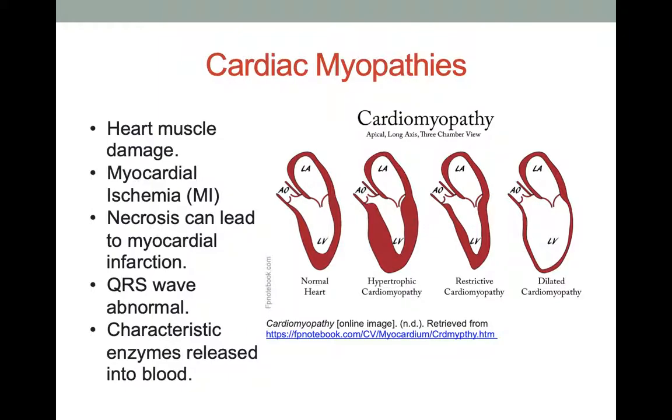So if we look at the normal heart here, we're looking at the left ventricle and left atrium. In a normal heart, we have a specific thickness. If we have hypertrophic cardiomyopathy, we see a thickening of our left ventricle. Restrictive cardiomyopathy, it's just the ventricle's not opening as much as it should. And then dilated, we have a wider ventricle. So we have kind of atrophy of the ventricular tissue here, and it's not being able to pump what it needs to.